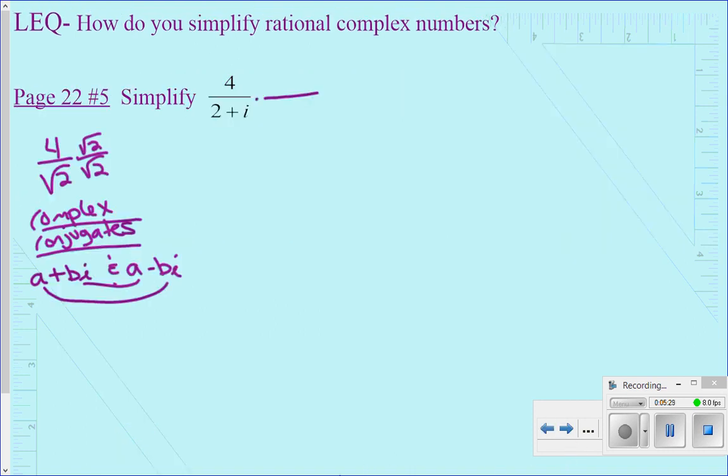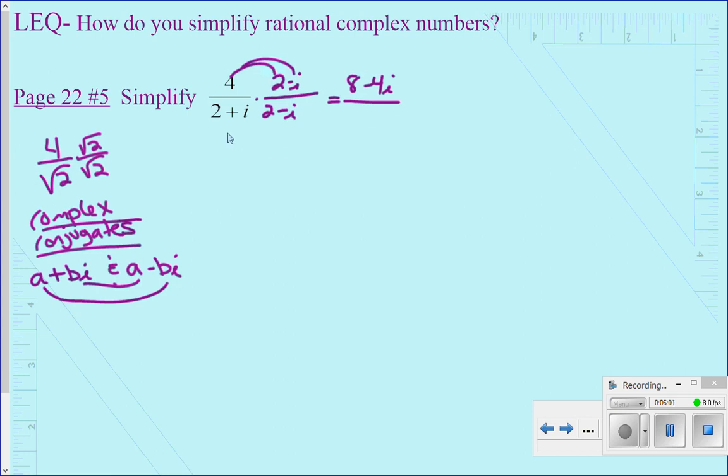So back to our problem. Complex conjugates is going to help us to simplify this. So I'm going to take the problem here. What's causing us the issue, not simplified, is the 2 plus i. So I'm going to multiply both the numerator and the denominator by the complex conjugate of the denominator, 2 plus i. And so when I do that, in the numerator, first of all, I have a monomial times a binomial, so I know I just distribute. So that gives me 8 minus 4i.